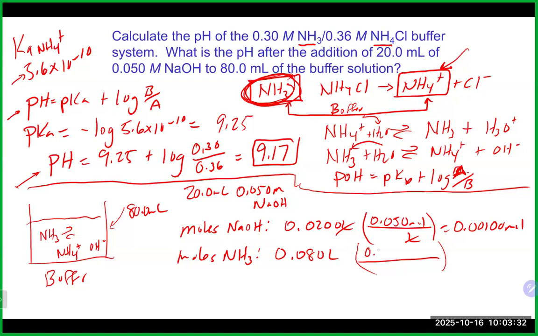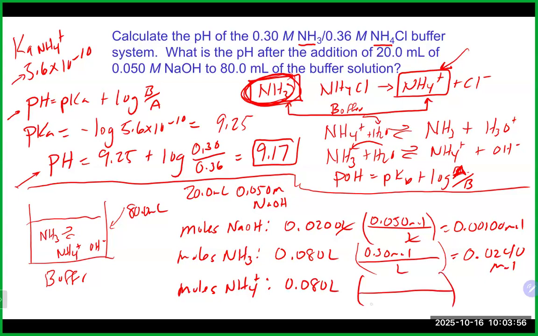ammonia here, 0.3 moles per liter. And that's going to get us here 0.3 times 0.08. Looks like 0.024 moles. And lastly, we could get our moles of NH4 plus, which is our other part of our buffer. Also 80 milliliters of that, since it's a buffer and they're both in the same beaker, basically. 0.36 moles per liter is the molarity of that. And that's going to get us here 0.0288 moles. So have any questions on that there?